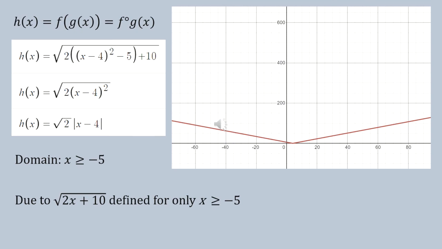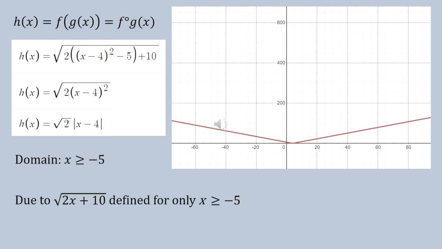However, if you're really following the rules, if we started with the square root of 2x plus 10 and that parabola, the square root of 2x plus 10 was only defined for x greater than or equal to negative 5. So you can't really use values that you didn't have available to you in the first place.